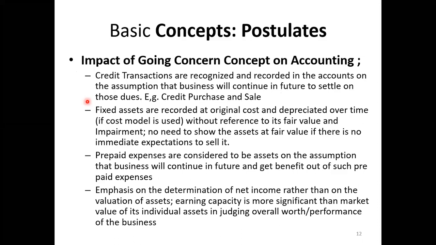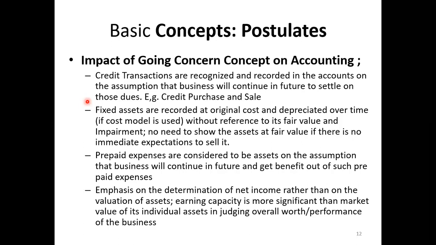So, the impact of the going concern concept. When accountants follow the going concern assumption, what impacts can you observe in accounting? Credit transactions, on a credit basis: sometimes you buy or sell on credit, not cash payment. Credit transactions are recognized and recorded in the accounts on the assumption that the business will continue in the future to settle those dues. Credit purchase and credit sales, you record as receivable and payable. It means you assume that the company will run for a long period of time.